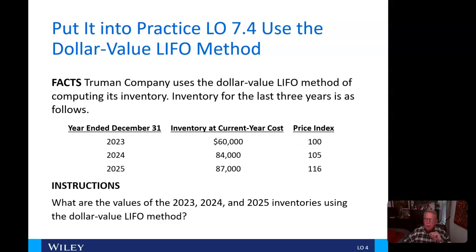Okay, use the dollar value LIFO method. Here, the good old Truman Company uses the dollar value LIFO method of computing its inventory. The inventory for the last 3 years is as follows. So here they are: the years, the inventory, and the price index. Now, what are the values of the 2023, 2024, and 2025 inventories using the dollar value LIFO method?